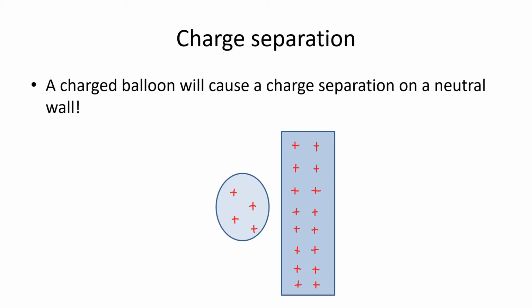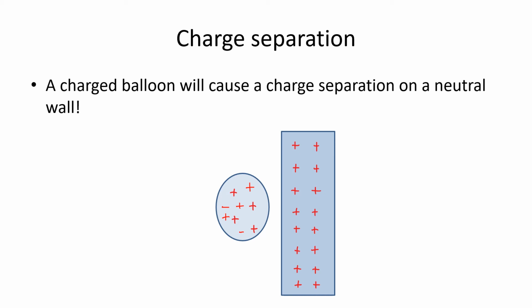All right, another place you might have seen this is by taking a balloon, rub it against your head, and move it close to a wall. So in this case, let's say that you rub it against something that gives the balloon a positive charge this time. So we'll put a couple of electrons here. But overall, this balloon is positively charged this time.